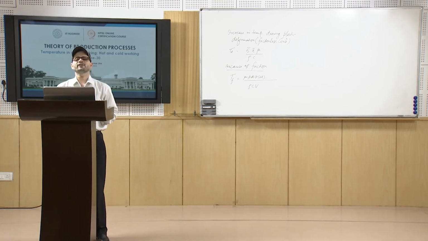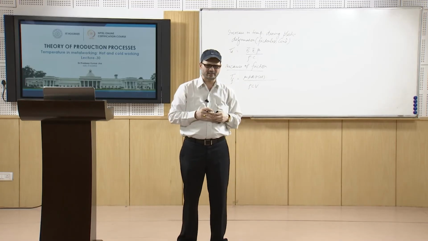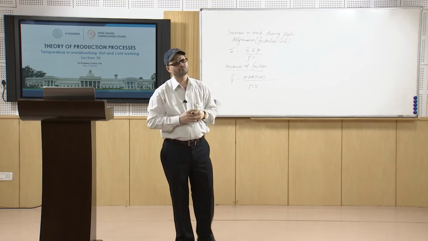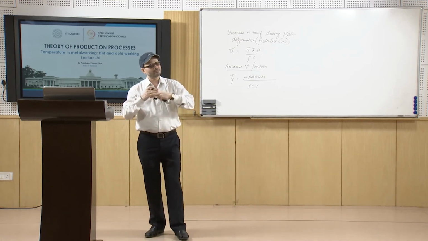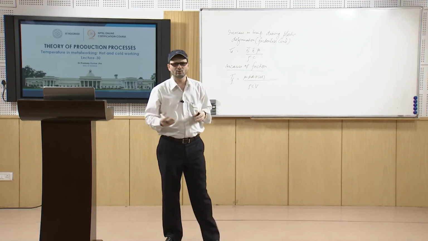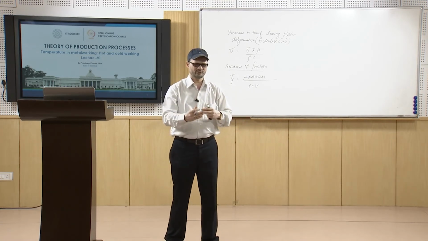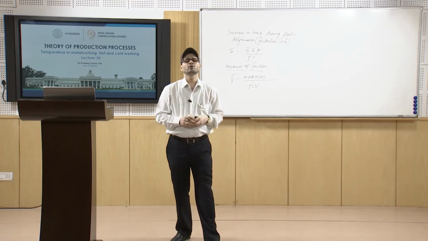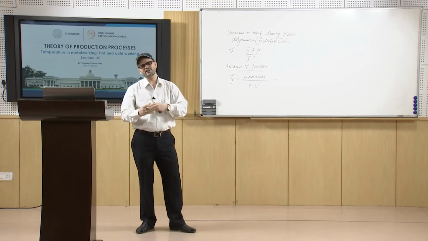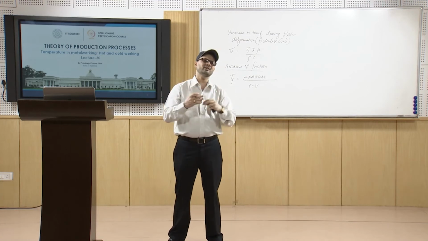Again, the next point is that rolled-in oxides may harm surface finish. As we discussed, if the controlled atmosphere is not there, then there may be formation of oxides. These oxides need to be removed if they are formed, and if you are going for rolling in subsequent passes, because rolling is not done in only one go to get the desired shape or size. You have to go in many stages, which are known as passes. So, when the material is under one set of rolls, for rolling, or you can say forming or working.